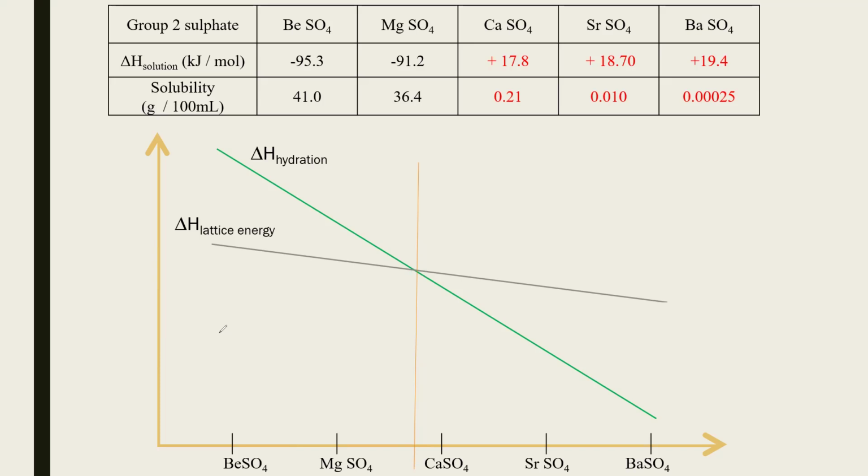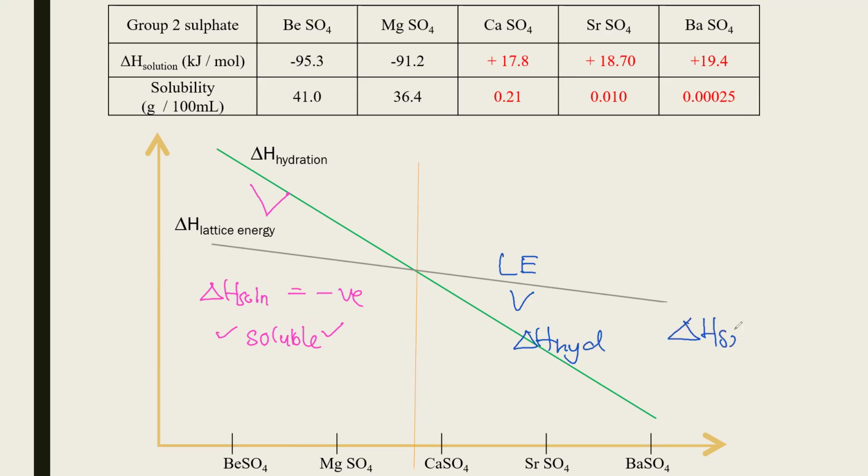For beryllium sulfate and magnesium sulfate, since the hydration is greater than the lattice energy, you make the enthalpy change of solution negative. Therefore, the salt is soluble in water. Conversely, for the calcium, strontium, and barium, the lattice energy is greater than the enthalpy change of hydration. So this will make the enthalpy change of the solution endothermic. So they are sparingly soluble in the water.